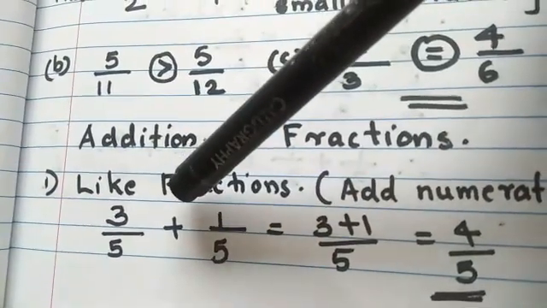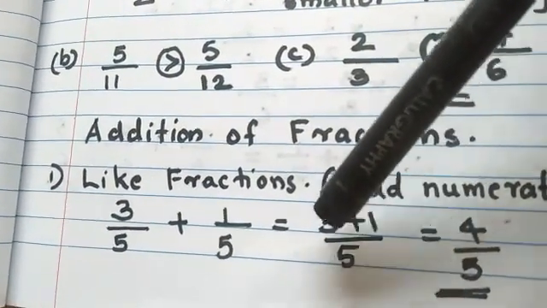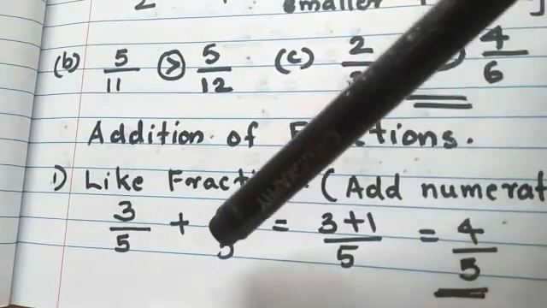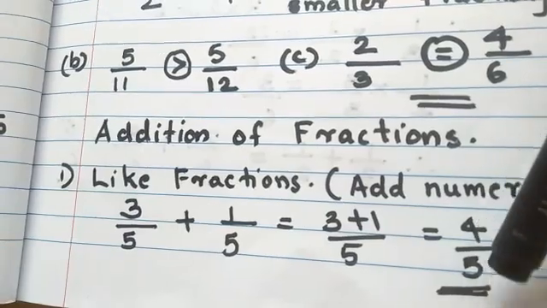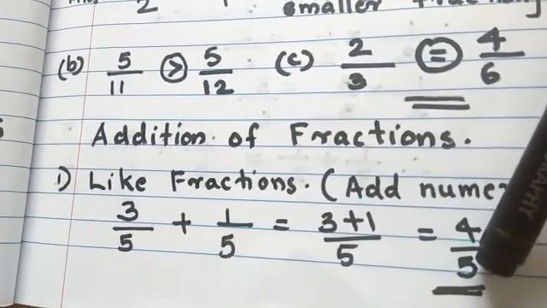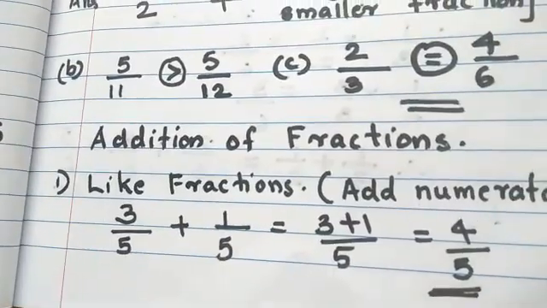So we can add only numerators. 3 by 5 plus 1 by 5. 3 plus 1 by 5. Denominator 5 itself. So 3 plus 1, 4 by 5. This is the way to add like fractions. It is so simple. Copy the notes and study well.